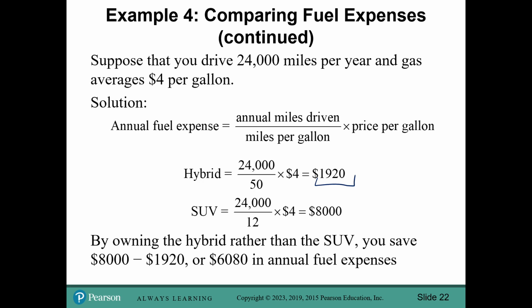Versus the SUV, if it gets an average of 12 miles per gallon, I divide the 24,000 by 12, multiply that by 4, I'm spending $8,000 a year in gas in an SUV that gets 12 miles per gallon. So by owning the hybrid rather than the SUV, you're really going to save. And if I subtract those two numbers, the $8,000 minus the $1,920, I'm going to save $6,080 in annual fuel expenses by owning the hybrid and driving it rather than the SUV. That's how much I could save in fuel expenses.